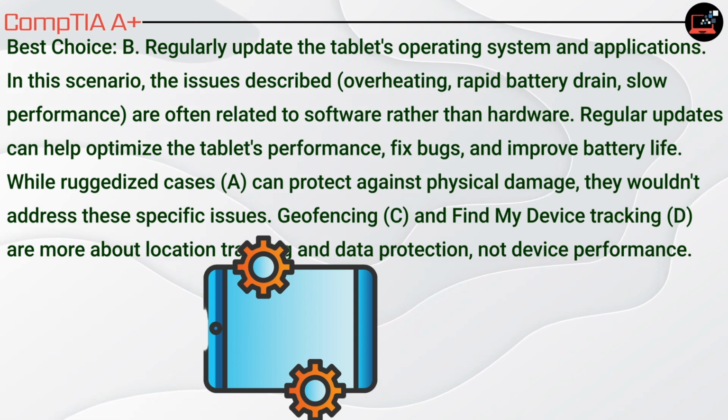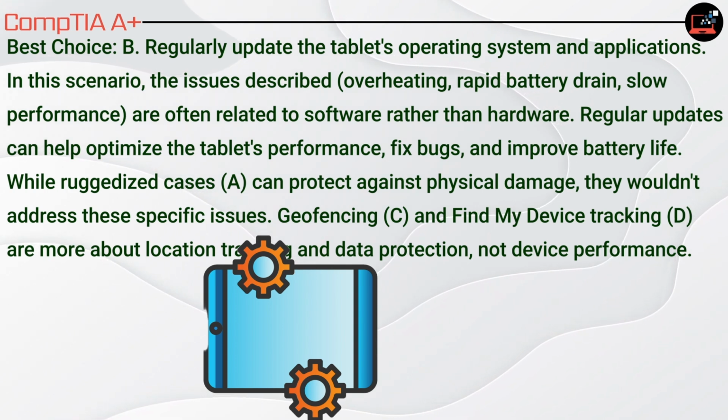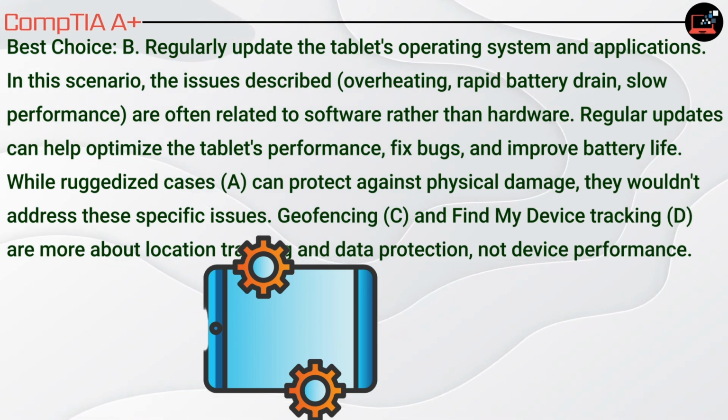While ruggedized cases, A, can protect against physical damage, they wouldn't address these specific issues. Geofencing, C, and Find My Device tracking, D, are more about location tracking and data protection, not device performance.